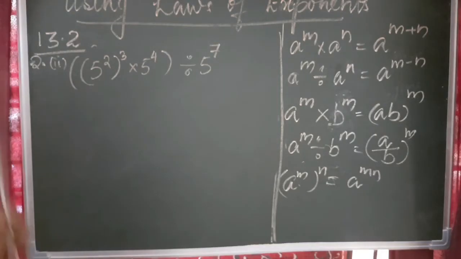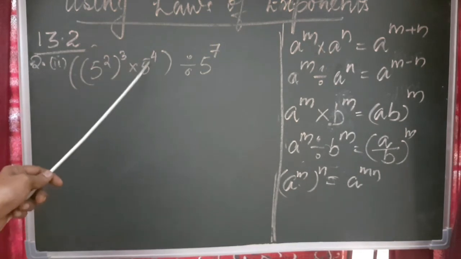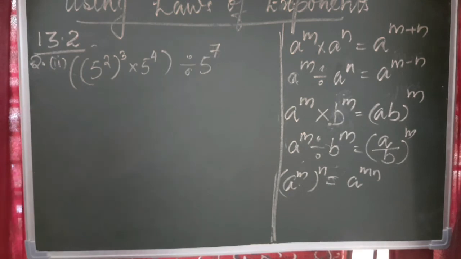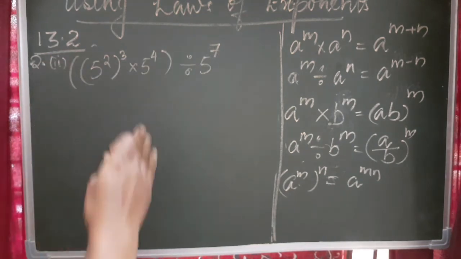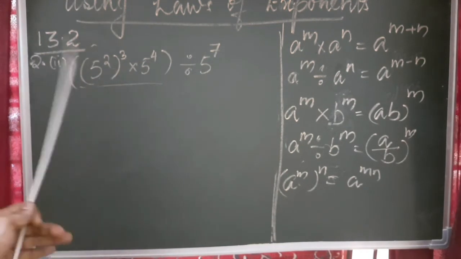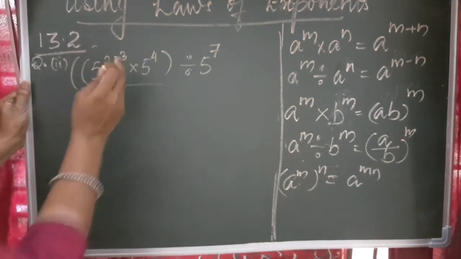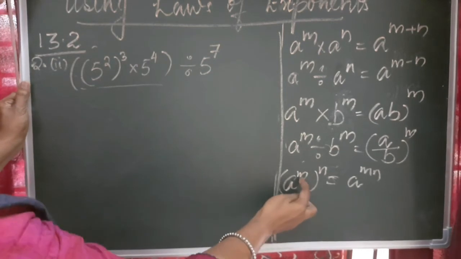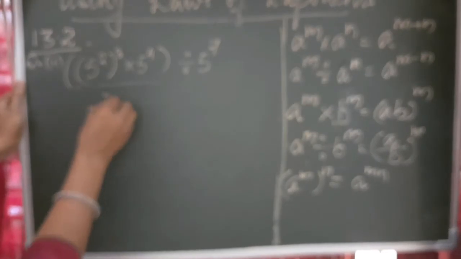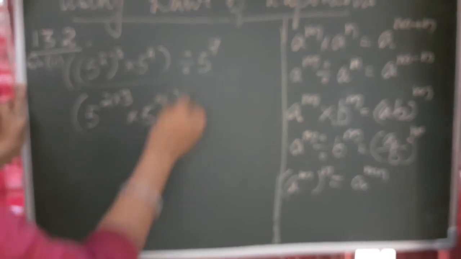The second part of the second question: 5 raised to 2 whole raised to 3 into 5 raised to 4, divided by 5 raised to 7. This is put in a bracket, which means this whole thing is the numerator. So first let's solve the one which is inside the bracket, then we go outside the bracket. Here we get a raised to m whole raised to n, which is equal to a raised to m into n. So we get 5 raised to 2 into 3, then 5 raised to 4 in the bracket, divided by 5 raised to 7.